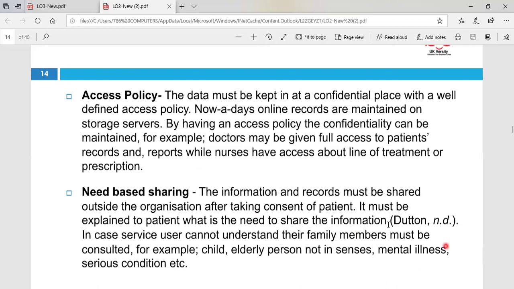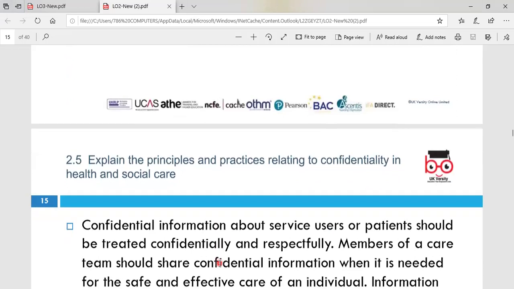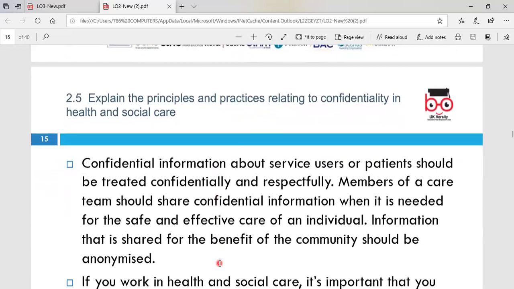If the patient is not in their senses, they're comatose, they have severe mental illnesses, or they have a serious condition in which they lack capacity, then this has to be communicated with the care provider's families. The care provider needs to mention this to the manager, and then a shared procedure should be followed in order to understand what should be shared, what could be shared, and what could not be shared with others.